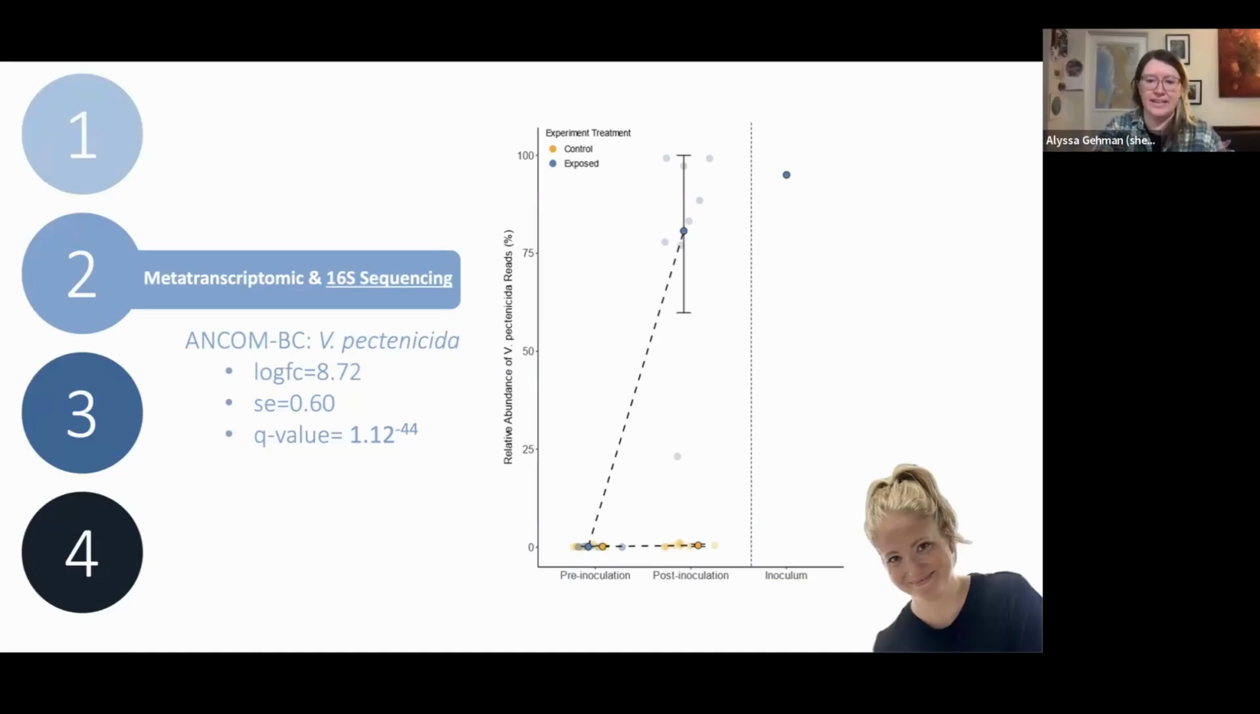And what you can see quite clearly is that the control group is down here at the 0 area. And while there is variability in the percent reads, all of the exposed group has quite a lot of VPEC in there. And then again, just for confirmation, what we put into them to cause the disease also has a lot of VPEC.